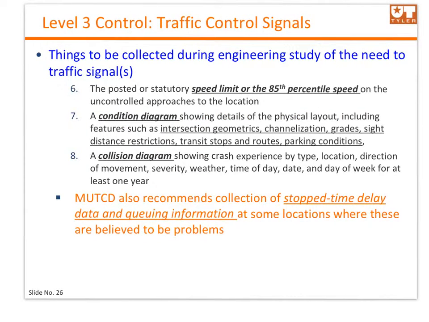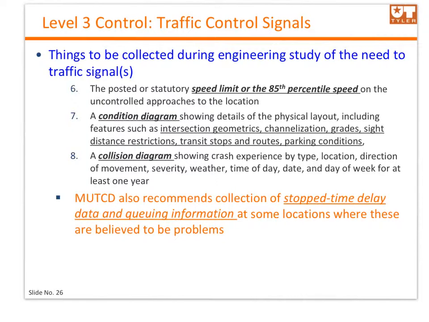There are 3 more things that we need to collect in any engineering study before we place a traffic signal. Number 6 is the posted speed limit or the 85th percentile speed on the uncontrolled approaches of the location. Besides this, we need to collect the condition diagram as well as the collision diagram. The condition diagram should show details on the physical layout, including features such as intersection geometrics, any channelization, any grades, sight distance restrictions, transit stops and routes, even all the way to parking conditions.